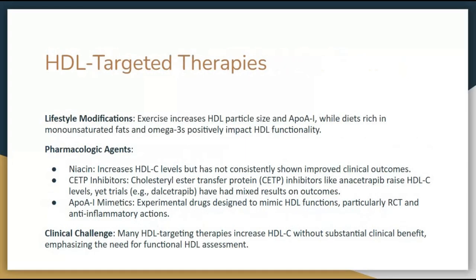In terms of clinical interventions, lifestyle changes such as regular exercise, smoking cessation, and a heart-healthy diet can modestly improve HDL levels and enhance its functionality. Pharmacologic approaches like niacin, which raises HDL-C, and CETP inhibitors, which increase HDL particle levels, have had mixed results in improving cardiovascular outcomes. For instance, CETP inhibitors such as anacetrapib raised HDL levels significantly, but didn't always lead to better clinical results. This gap in expected outcomes has further underscored the importance of HDL quality over quantity.